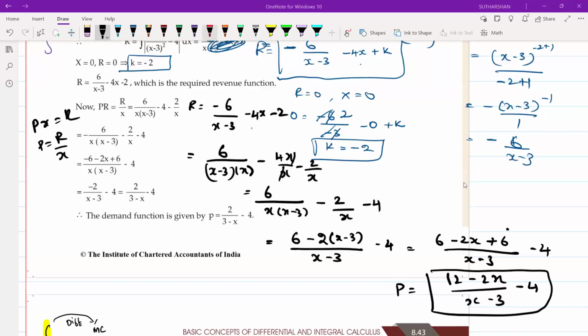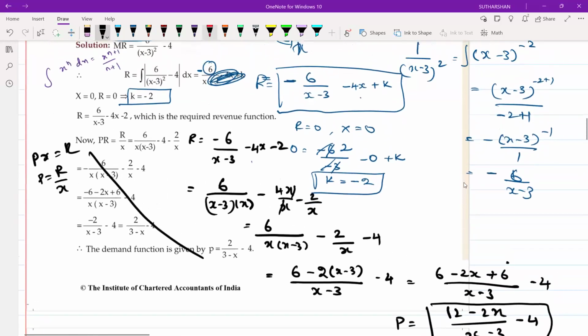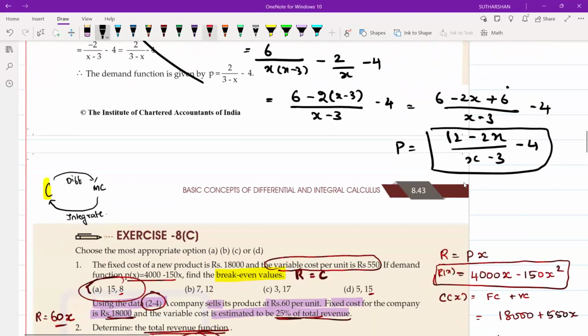So entirely we have finished exercise 8C along with the examples. This example problem is wrong, so focus on what I have written over there. So that's the end of this section 8C. Learn these concepts, apply them, practice them, and get your 1 or 2 marks in your examination.